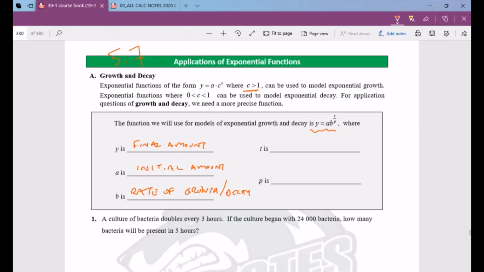T ends up being your time, and that will be your input variable usually in our function. And then P ends up being your period of growth and decay: how long it takes to go through one cycle of growth or one cycle of decay.